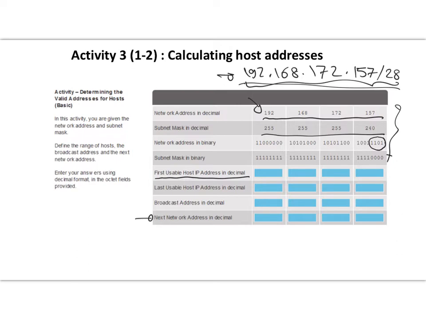But that's not one of the requirements here. The first requirement is not, in fact, the sub-network address. It's the first usable host address. And then we need to calculate the last usable host address, and then the broadcast address, and then the network address, not of this subnet, the next one.